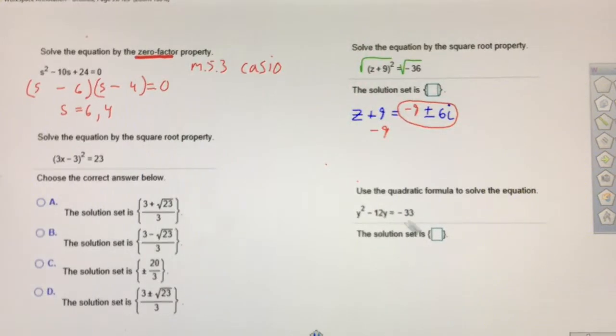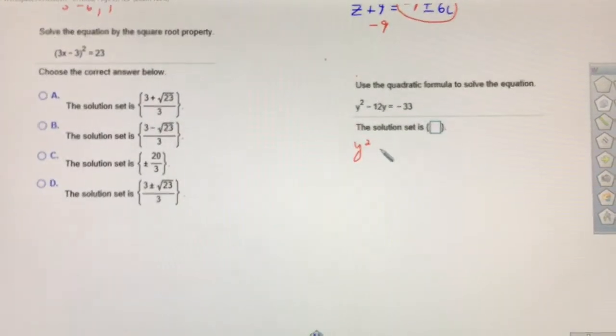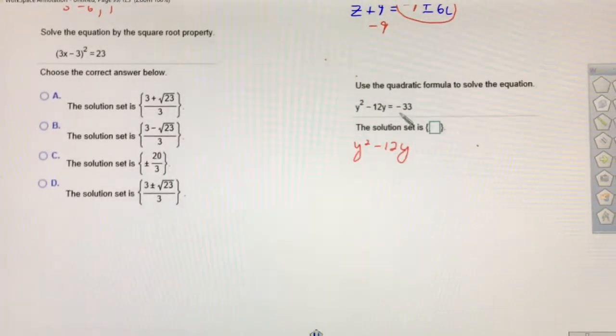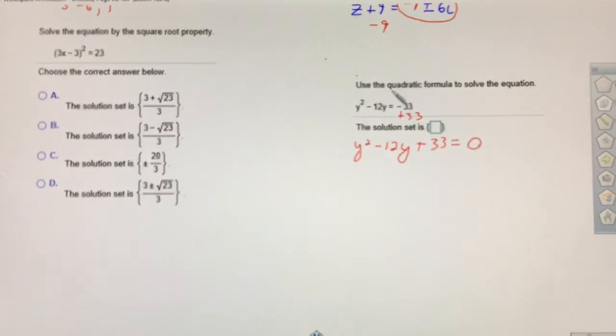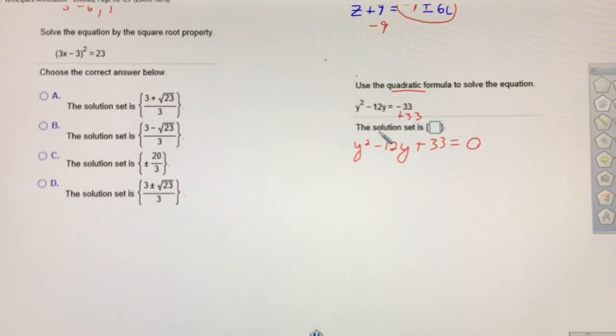For this one, I'm going to bring the 33 over. So that's going to give me y squared minus 12y equals negative 33. Whoops. I'm going to add 33 to both sides. So that's going to give me plus 33 equals 0. And it's asking me to use the quadratic formula. That's an indicator that I'm probably going to have a radical as an answer.